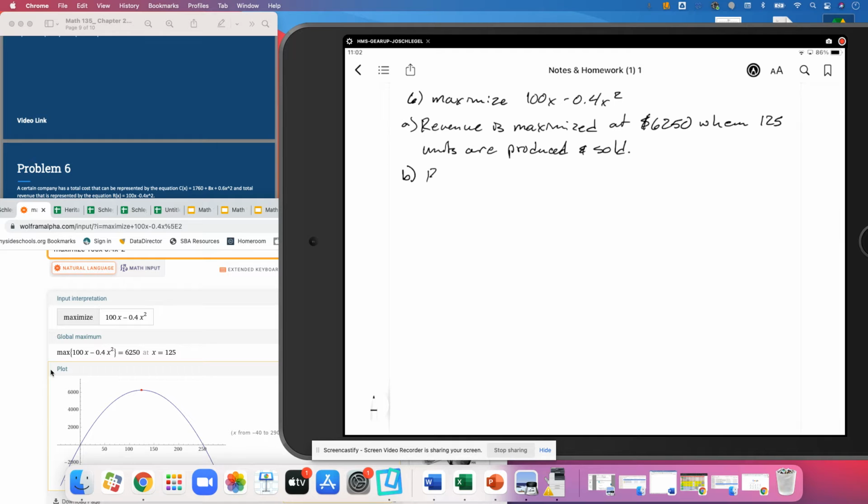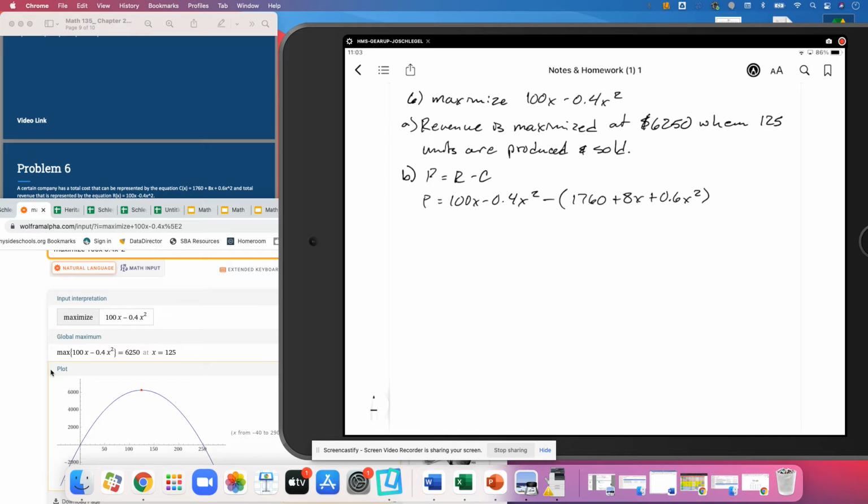So we remember that profit is equal to revenue minus cost. So we need to set this up as profit is equal to 100x minus 0.4x squared. Subtract the cost, remember that parenthesis: 1760 plus 8x plus 0.6x squared.